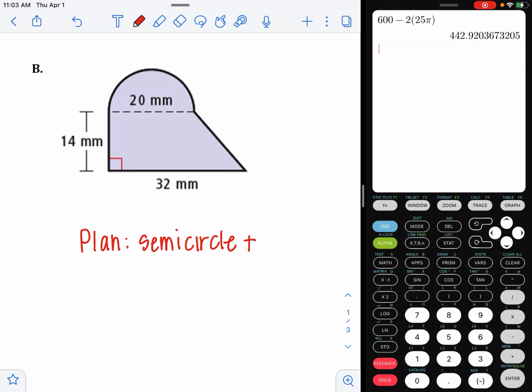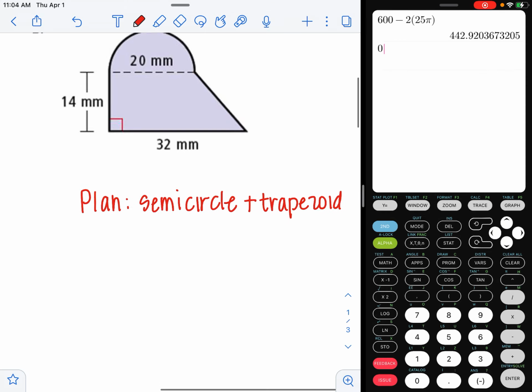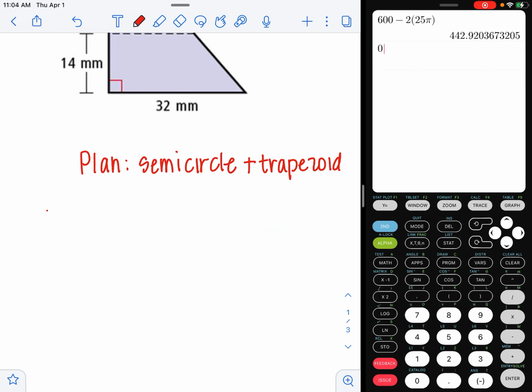And what else do I see? I see this down here, which is a trapezoid. Now, could I have said I see a circle, a rectangle, and a triangle? Yes. But the smaller amount of shapes, the least amount of work. Okay. I'm going to start by finding the area of the semicircle.